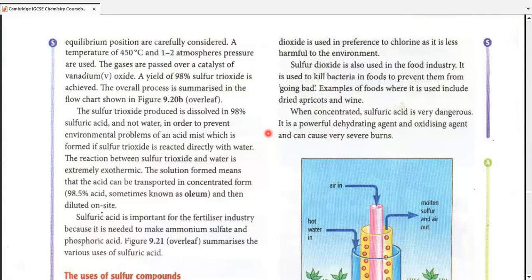In the past, we used to react sulfur trioxide with water to produce sulfuric acid. What were the environmental problems we faced? At that time, the biggest environmental problem was acidic mist. Do you know what mist is? Can anyone answer the question what mist is?